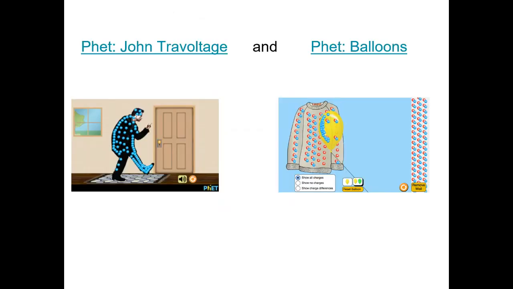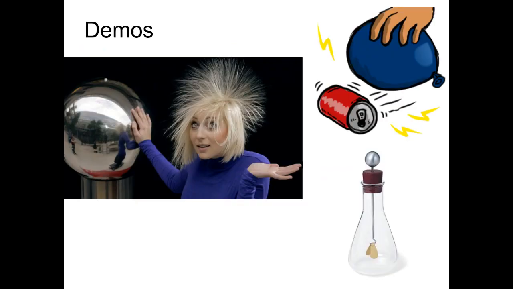Okay, so another couple of things that you can Google if you're interested to play around with static electricity. You can Google PhET John Travoltage or PhET balloons and have a look at how electrons move around a couple different surfaces. Okay, so the demos that we would have done in class, or you can play around with at home, are just some. You can rub your hair with a balloon, and we all have done that before, and try to stick a balloon to a wall or push a pop can. Static electricity.